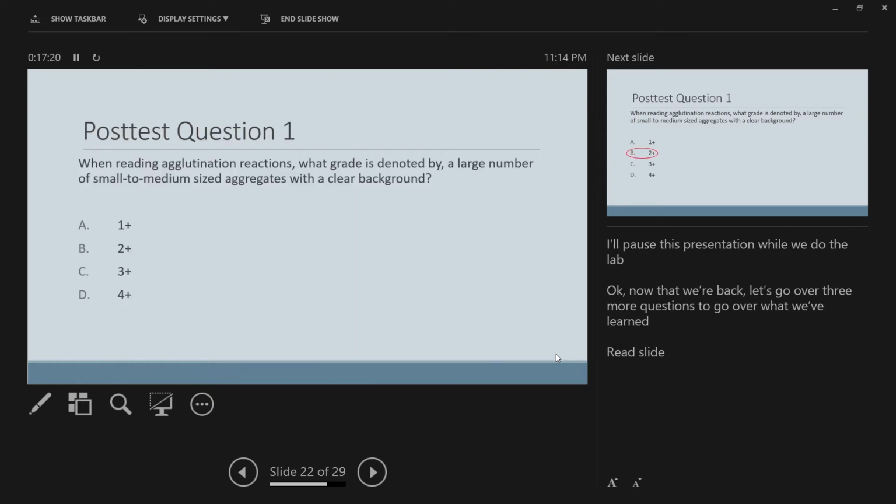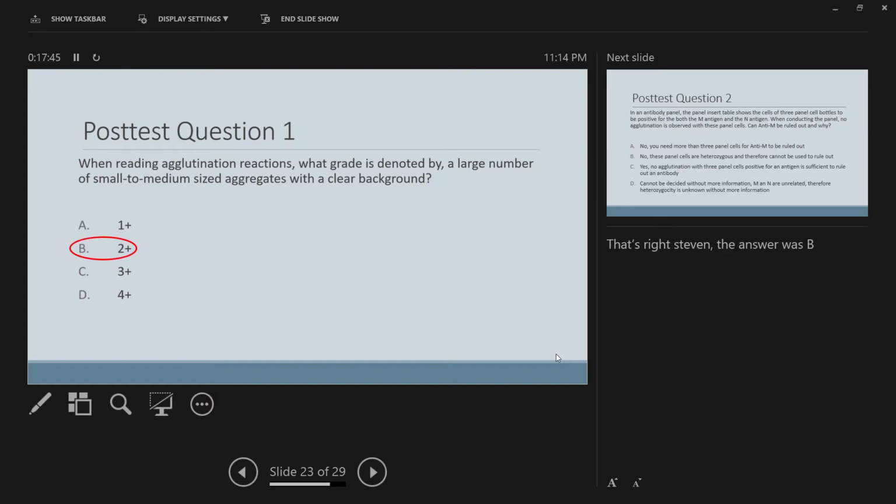Now I'll go through the post-test questions. Reading the agglutination reactions, what grade is denoted by a large number of small to medium sized aggregates with a clear background? A, 1+, B, 2+, C, 3+, D, 4+. The answer is B, 2+.